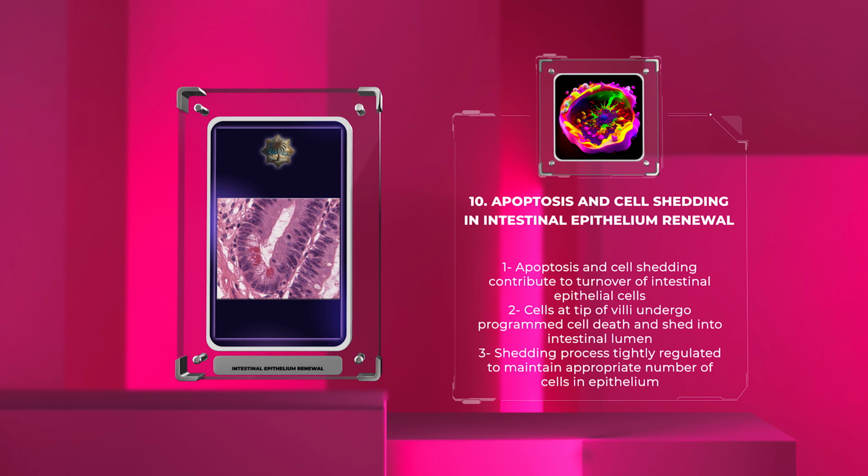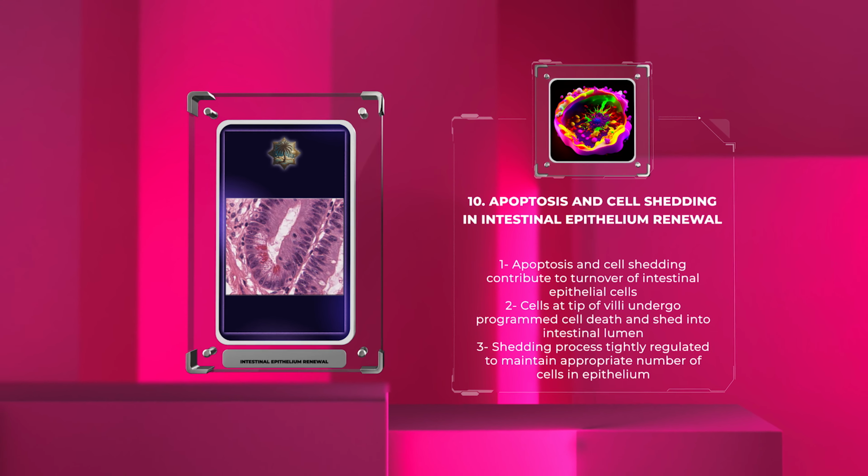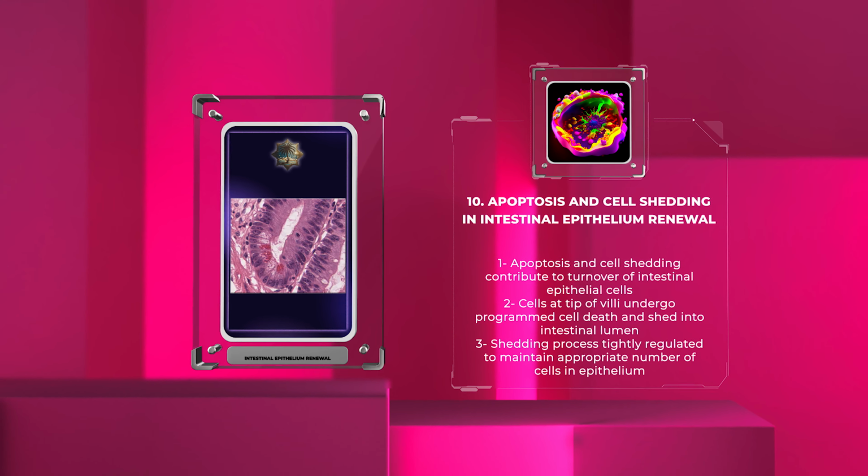In addition to cell division and differentiation, apoptosis and cell shedding also contribute to the turnover of intestinal epithelial cells. As cells reach the tip of the villi, they undergo programmed cell death and are subsequently shed into the intestinal lumen. This shedding process is tightly regulated to maintain the appropriate number of cells within the epithelium.